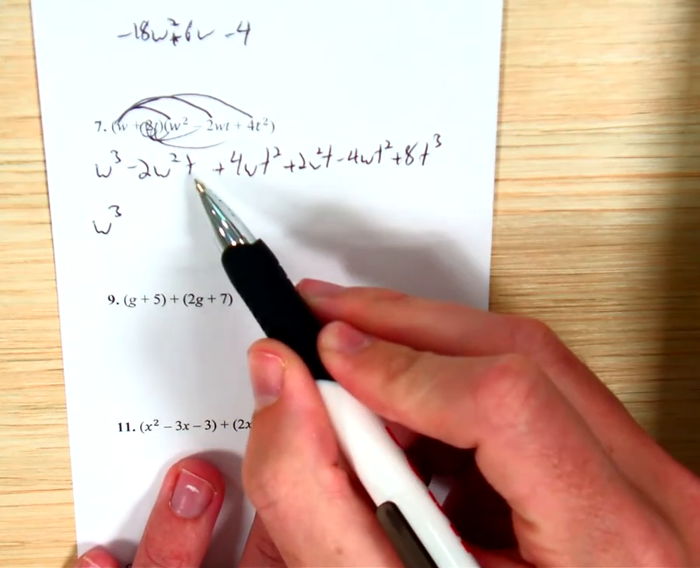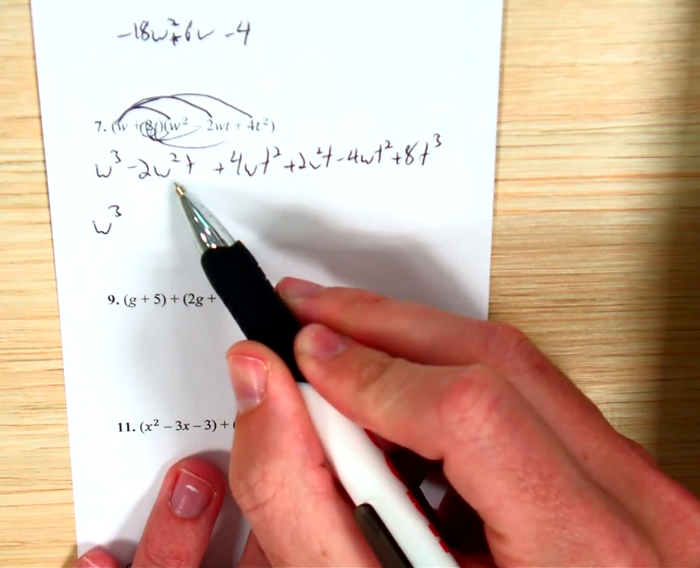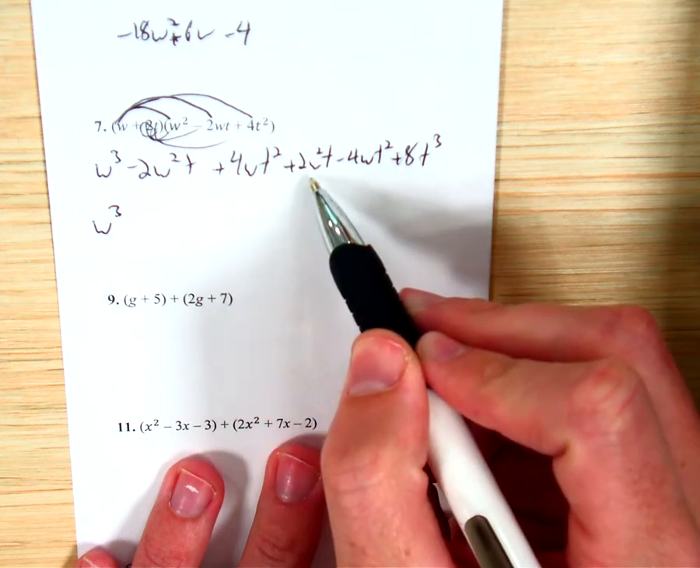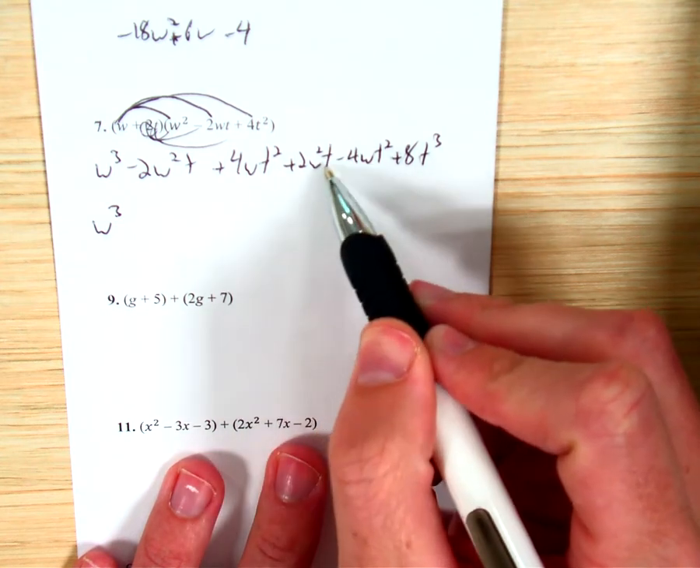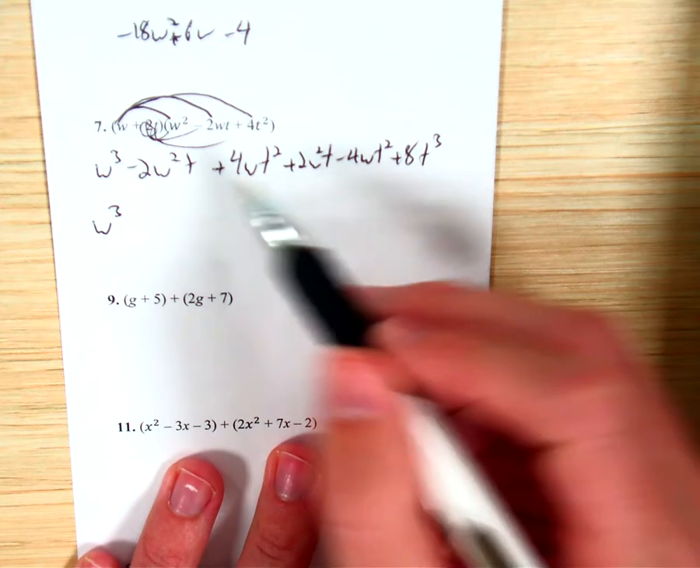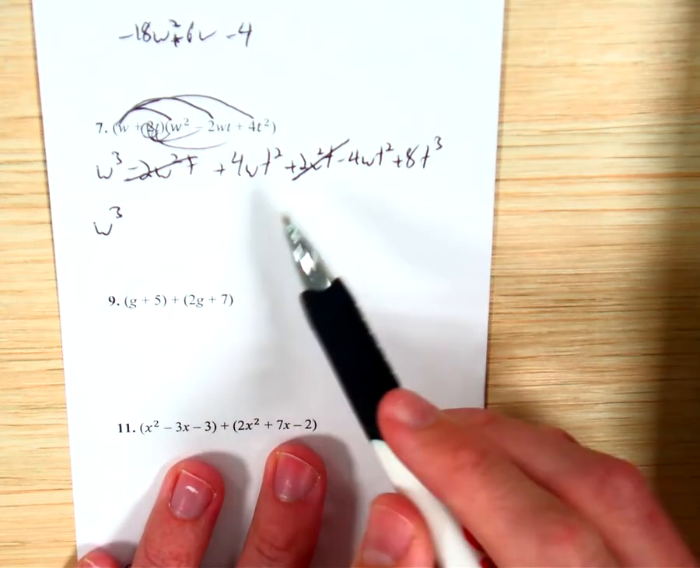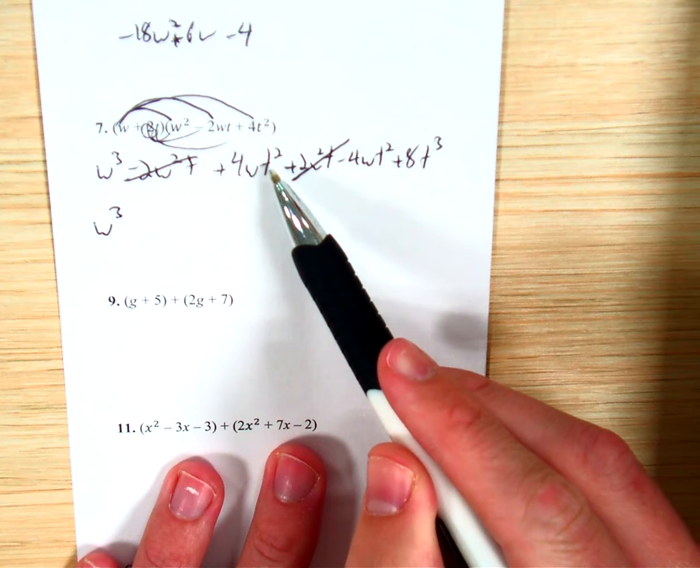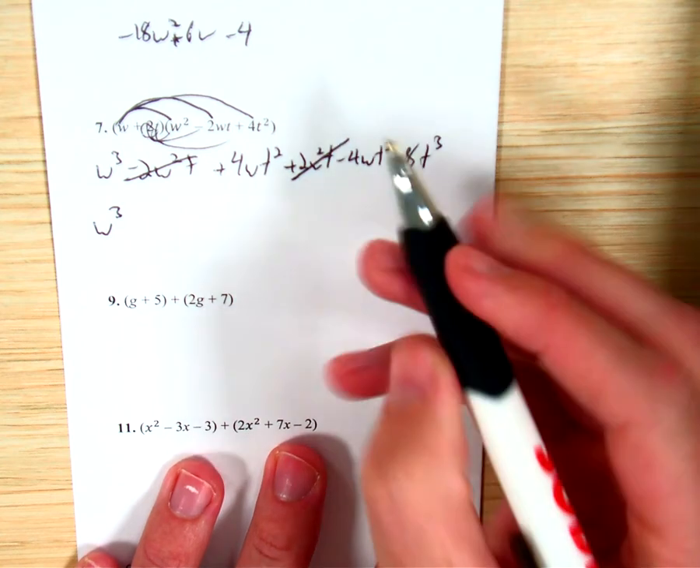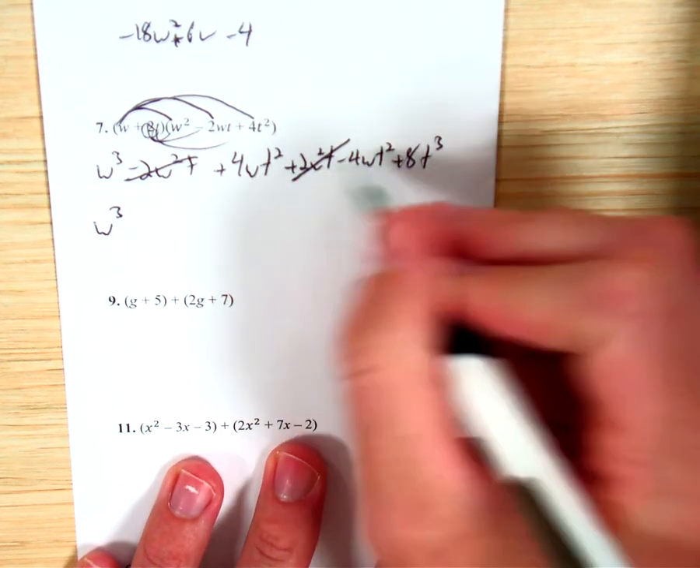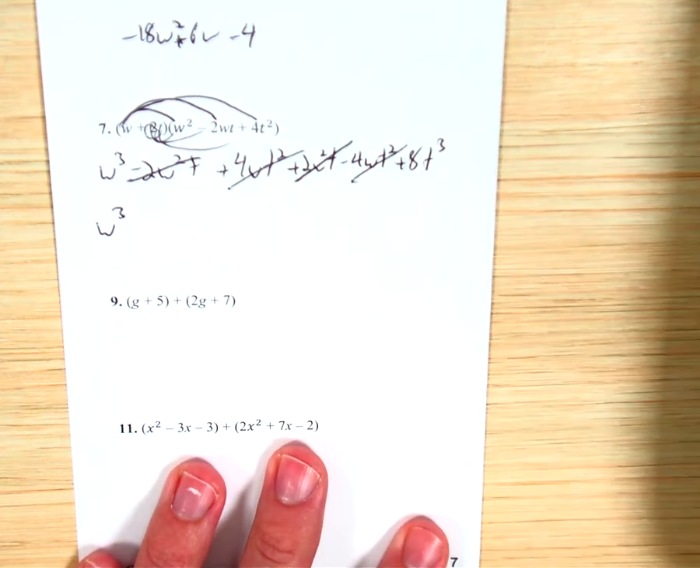How about w squared t? I got a minus 2w squared t. That's a w and a t squared, not the same. Plus 2w squared t. Okay, so it's the same variables with exponents. This one's a minus, this one's a plus. They canceled out. Okay, plus 4wt squared minus 4wt squared. Same letters and exponents, so I can put them together. Plus 4 and a minus 4, those cancel out.